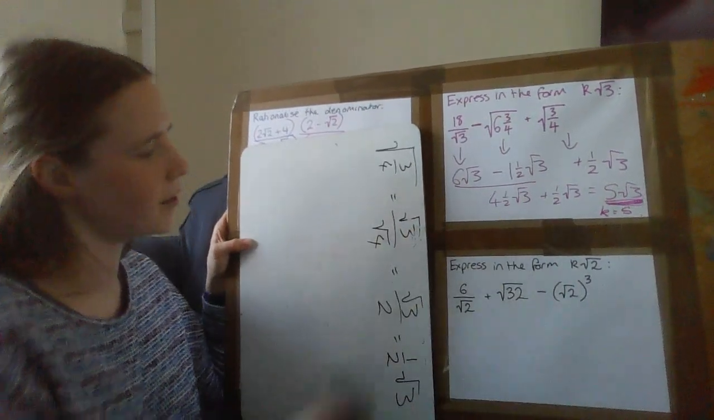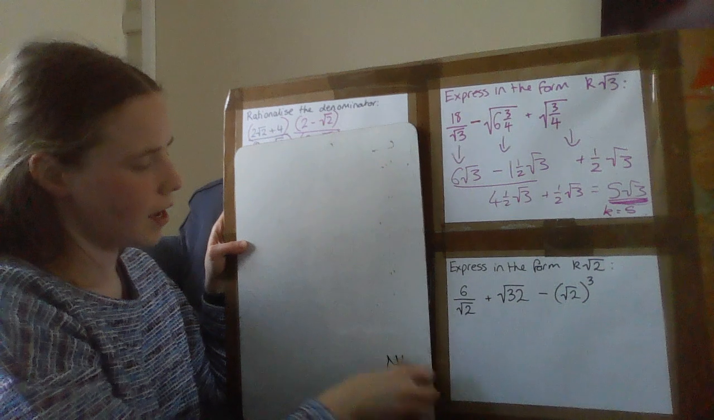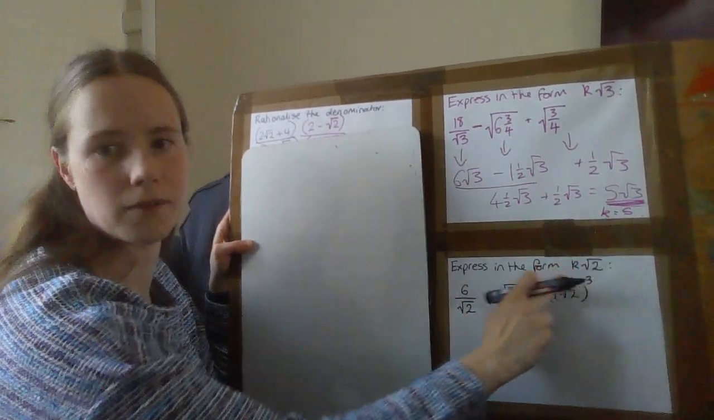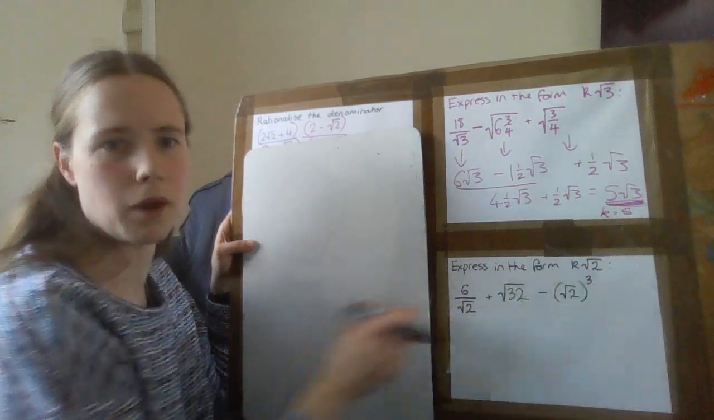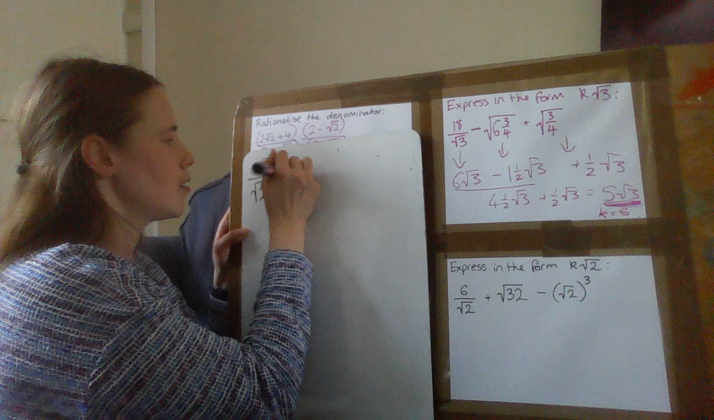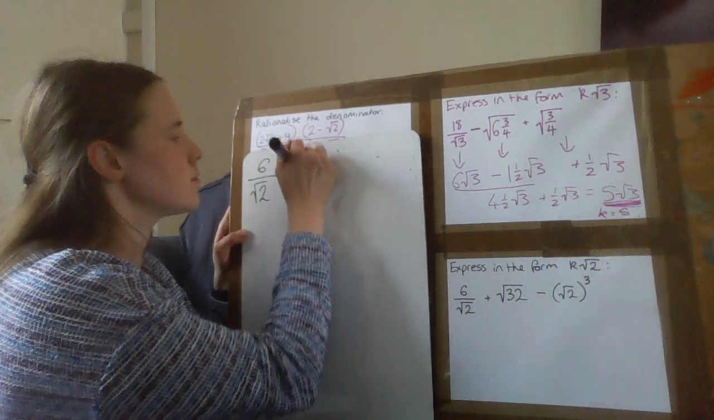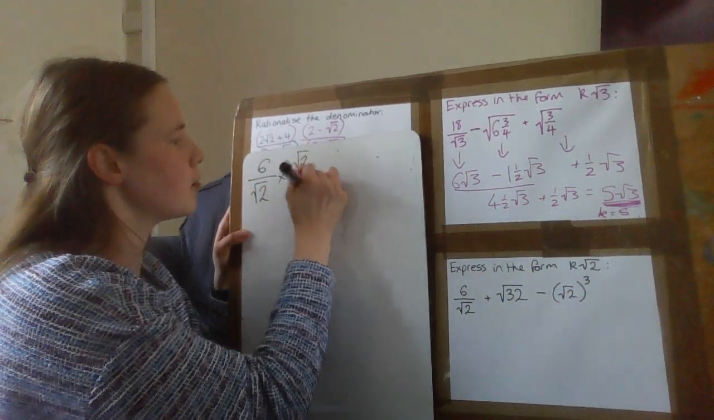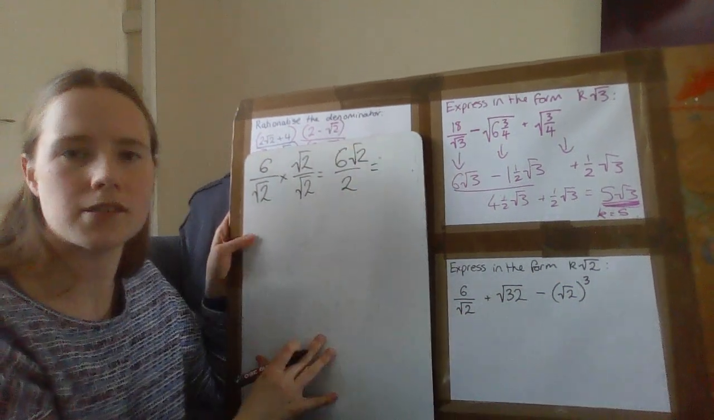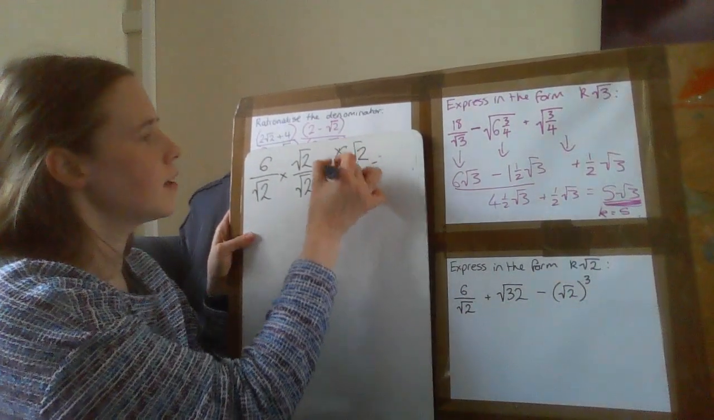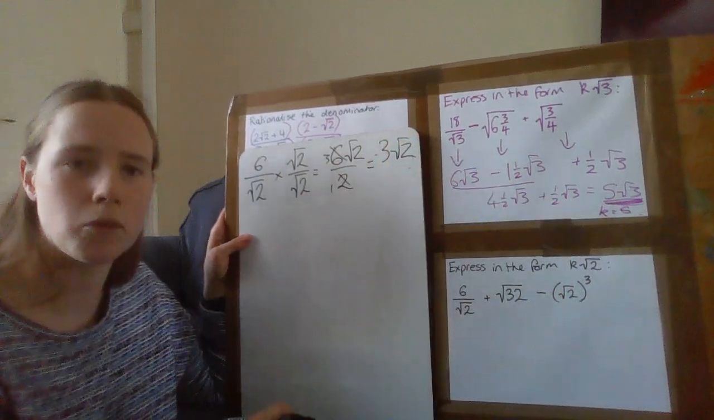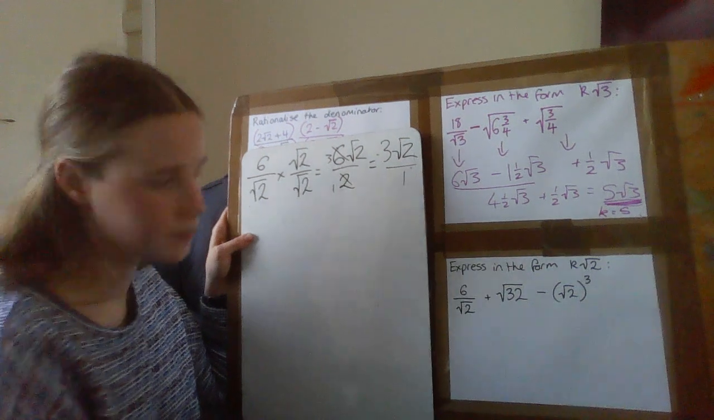For this one, again, I'm going to go through it step by step, but I'm expecting to get a root 2 for each part of the answer. I'm going to do each bit one by one and then put it all together. So 6 over root 2, rationalise the denominator by timesing by root 2, top and bottom. 6 root 2 over 2. 6 and the 2 cancel and become a 3 and a 1. So I've got 3 root 2 over 1, or 3 root 2.